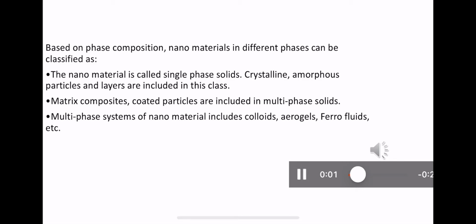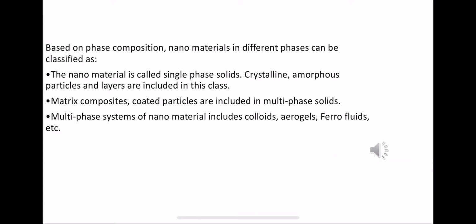Based on phase composition, nanomaterials in different phases can be classified into the following. The nanomaterial is called single-phase solids. Crystalline, amorphous particles and layers are included in this class. Matrix composites, coated particles are included in multi-phase solids. Multi-phase systems of nanomaterial include coils, aerogels, ferrofluids.